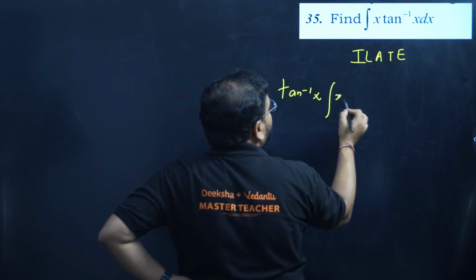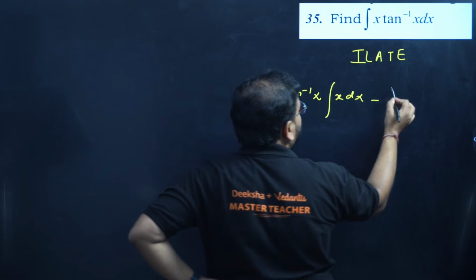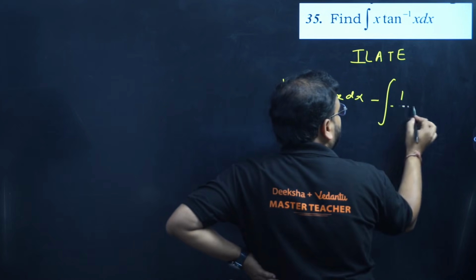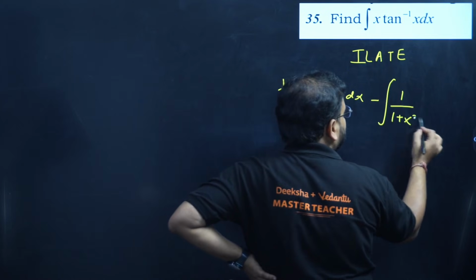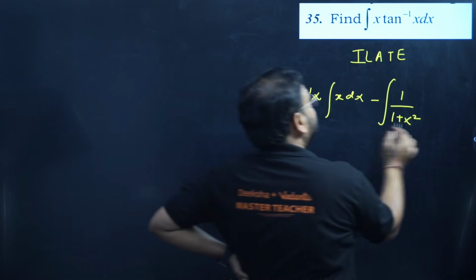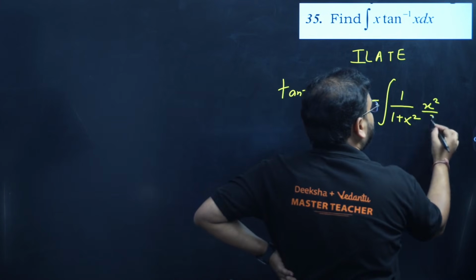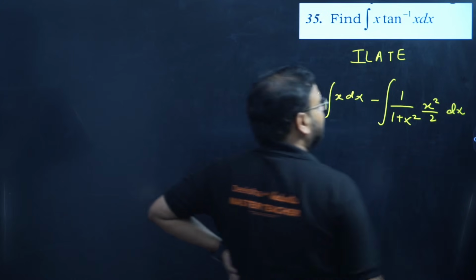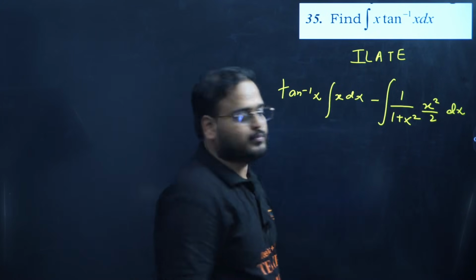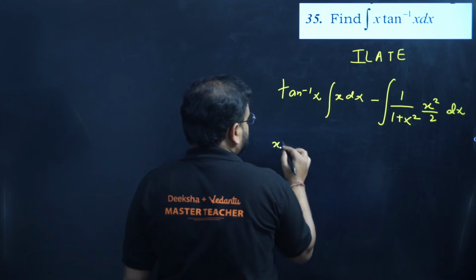Integrate the second function, minus sign. This time you're going to differentiate the first function, which is 1 upon 1 plus x square. Derivative of tan inverse is 1 upon 1 plus x square. This will be what? We all know, x square by 2. One more time we have integral, that's why dx. Integral of x is what? X square by 2.